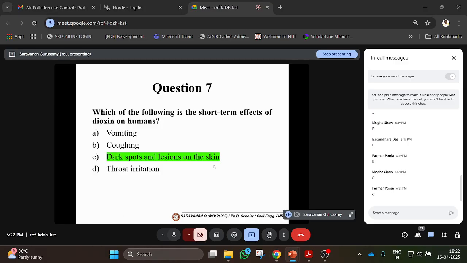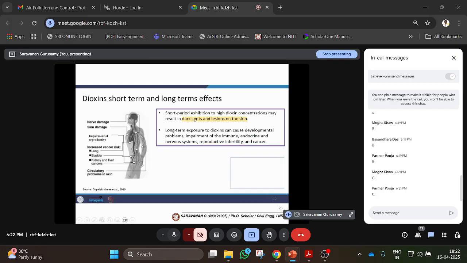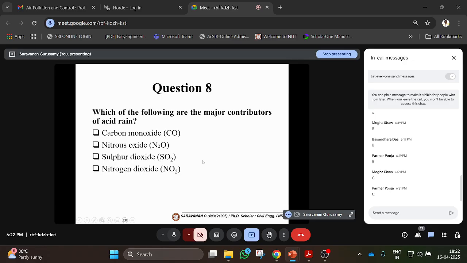Think about the human health effect. Yeah, here you can see. This is a short-term effect. Long-term, it will cause immune, endocrine, and nervous system damage, reproductive infertility, and cancer.